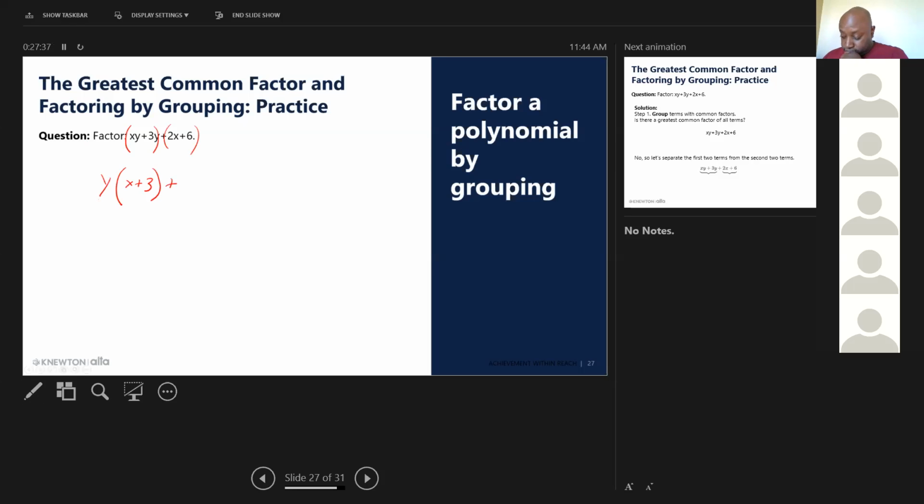Now, plus 2x plus 6. Well, for the numbers, 2 is my greatest common factor, so I can pull that out. Since the 6 doesn't have an x, I cannot factor out an x. So I have parentheses, 2 times what will give me 2x, just x, and then plus 2 times what gives me 6, well, that's 3.